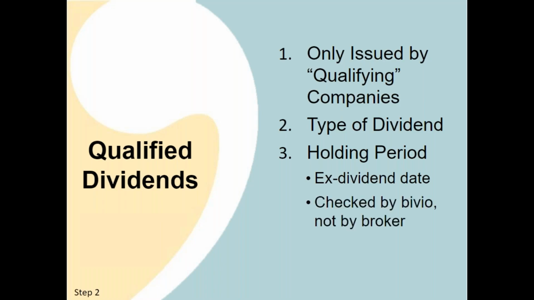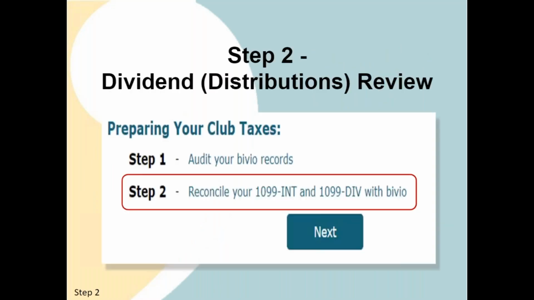Bivio checks that holding period based on the ex-dividend information entered when the dividend was recorded. It's important to understand that brokers are not required to run this check. All they have to do is to tell you if a dividend is eligible to be qualified. You may find that this will mean the amount of qualified dividends reported by bivio is different from what your broker shows. If you see differences, make sure you know why. But if there's a good explanation, it is okay.